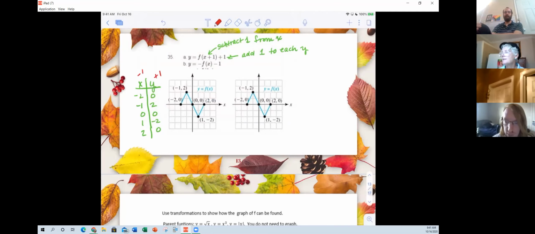So you always do the opposite. If it's on the inside, you always do the opposite of what it says to the x. So on the outside, you do exactly what it says to the y. So this would become -3, -2, -1, 0, and 1. And this would become 1, 3, 1, -1, 1. So the new points would be -3, -2, -3, -1, -1, 0, -1, and 1, 1.